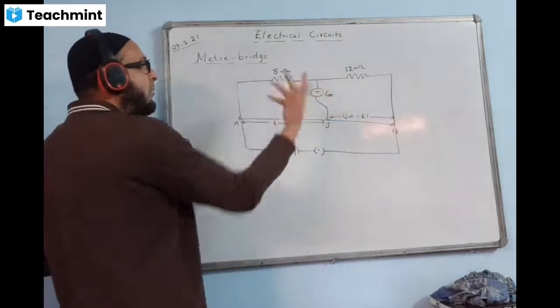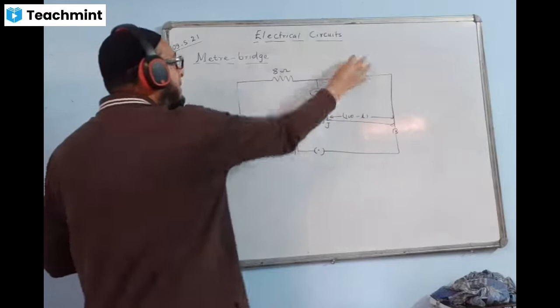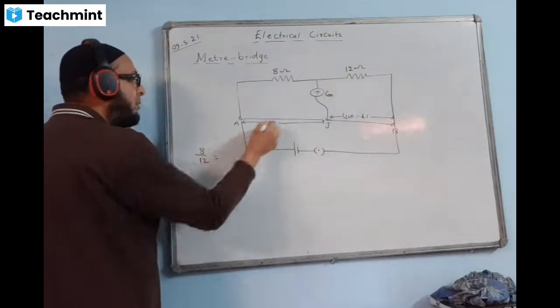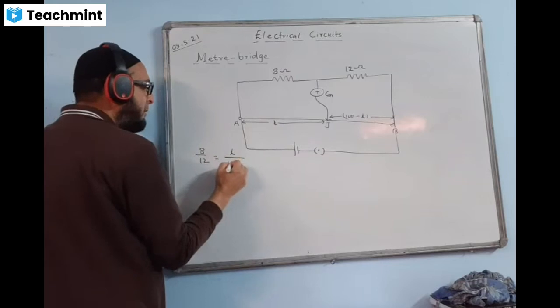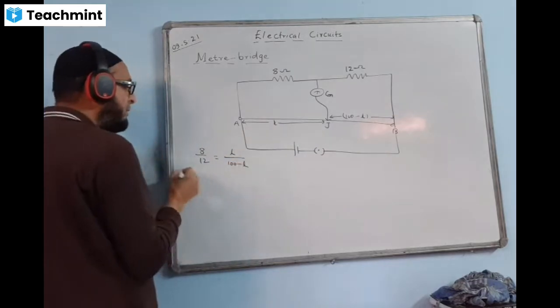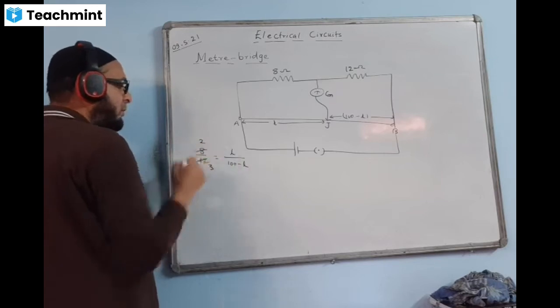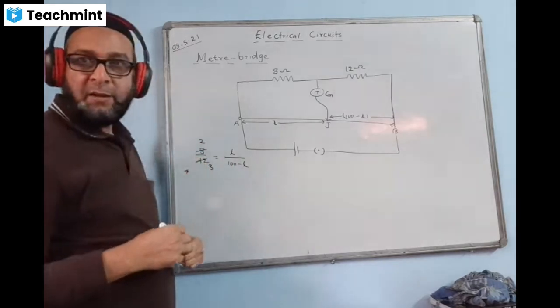Galvanometer gives null deflection, and what will happen? Ratios are equal. This by this is equal to this by this. I'll write like this: 8 by 12 is equal to L divided by 100 minus L. And now we get the answer. 4 2s are 8, 4 3s are 12. Now do cross multiply and all, and then find the answer.